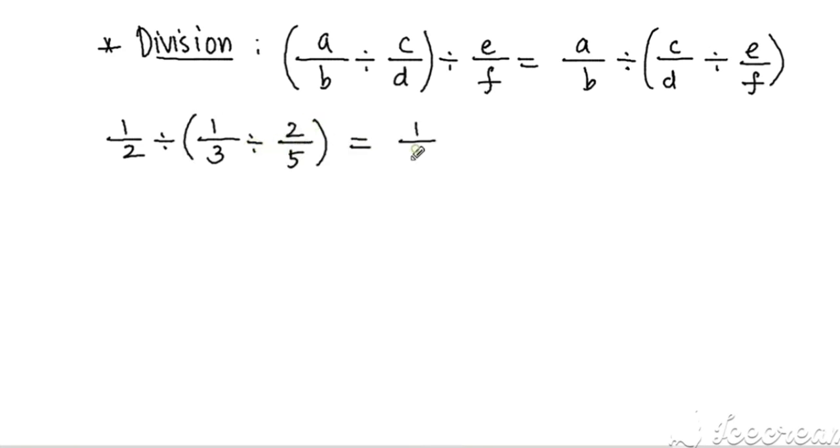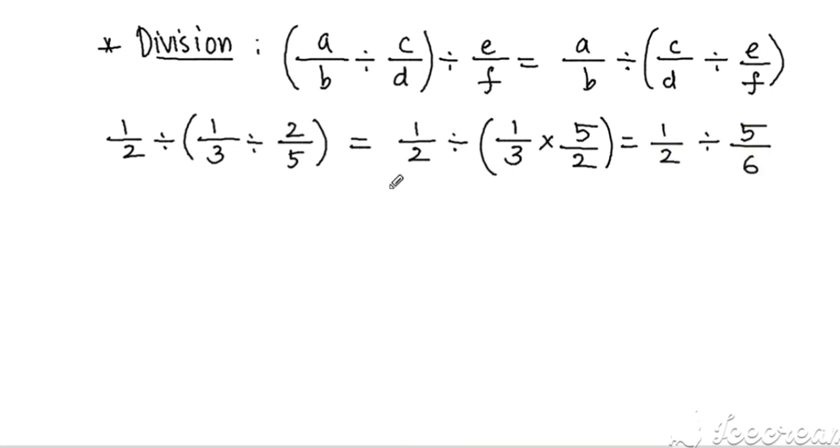So group the second and third number, that is equal to reciprocal multiplication. So 1 by 2 divided by 1 by 3 times 5 by 2, that is equal to 1 by 2 divided by 5 by 6. 3 times 2 is 6. So again reciprocal multiplication. So 1 by 2 multiplied by 6 by 5, which is equal to 6 by 10.